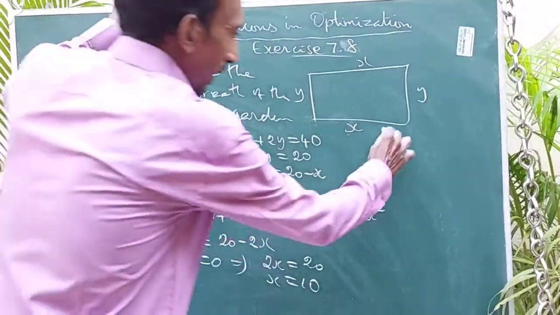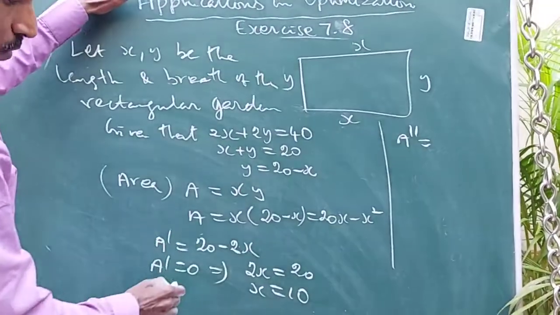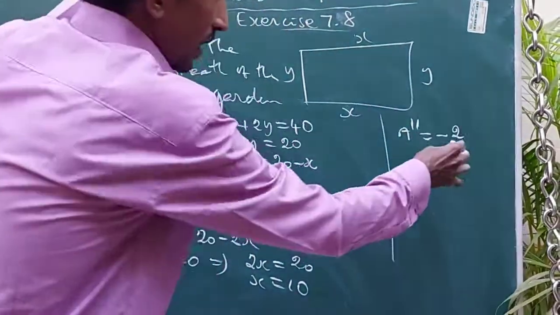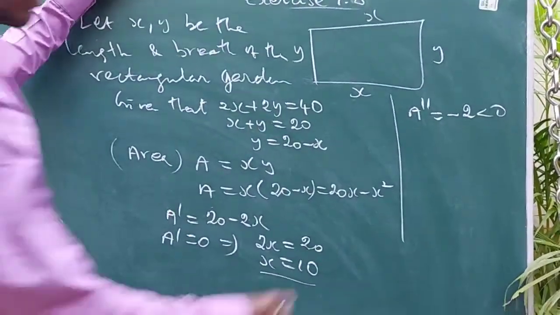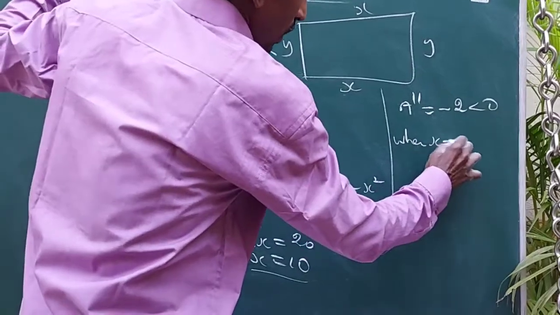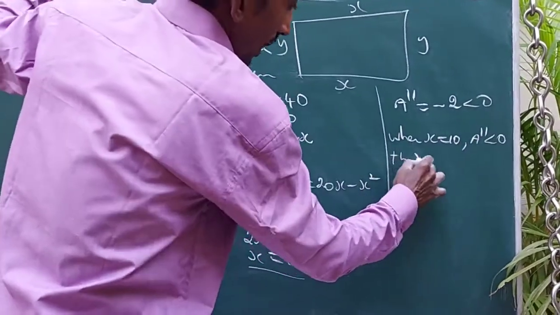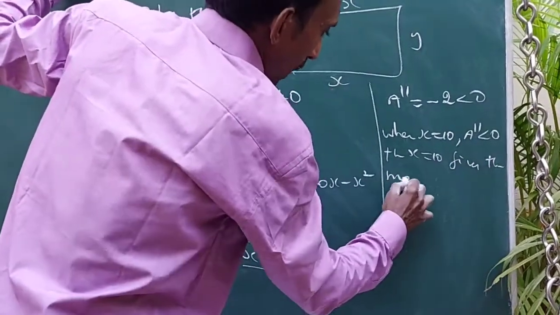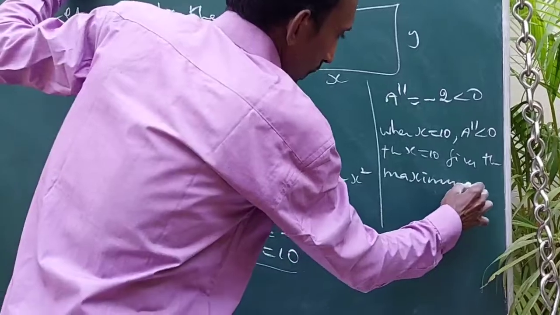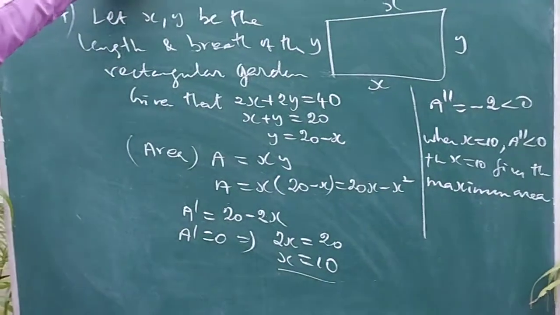So what is the second derivative? Here A double dash: differentiation of 20 is 0, minus 2. It is always negative, so it is true for x equals 10. So when x equals 10, A double dash is negative, then x equals 10 gives the maximum area.